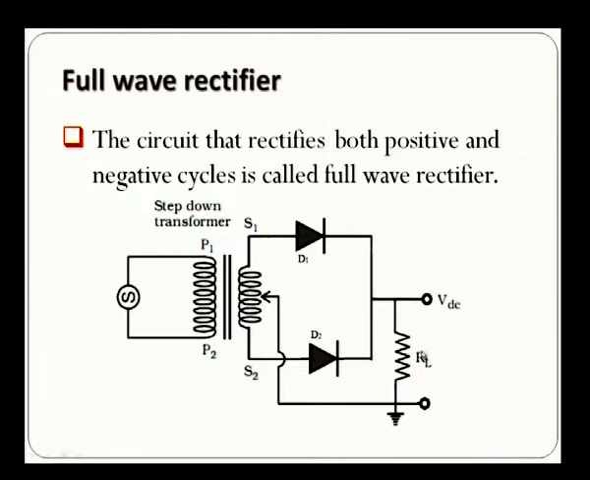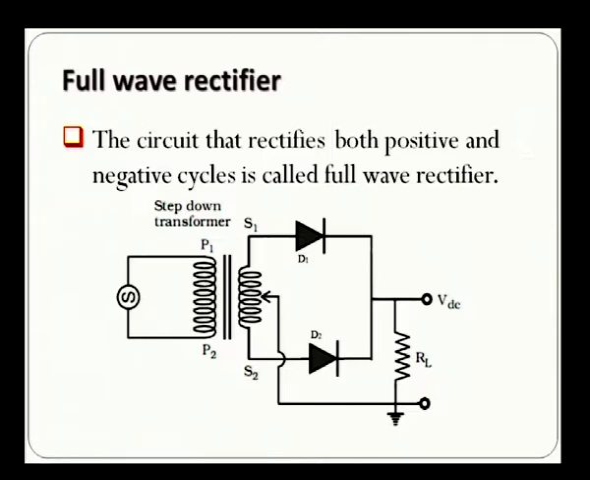and then we have a common connection at the point VDC, and the load is connected between the common point of the diodes and the ground or the neutral, which is taken from the center of the secondary transformer coil. And what does that mean? The secondary coil has 3 connections, S1, S2 and a center part, that is referred to as the center tap transformer. From the center of the secondary coil, a connection is taken and it is readily available in the market.